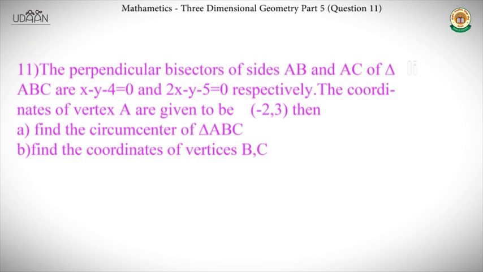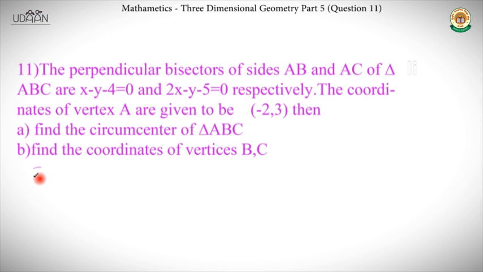In question number 11 we have the perpendicular bisectors of sides AB and AC of triangle ABC as x minus y minus 4 equal to 0 and 2x minus y minus 5 equal to 0 respectively. The coordinates of vertex A are given to be minus 2, 3. In part A we are asked to find the circumcenter of triangle ABC, and in part B we need to find the coordinates of vertices B and C. So let's start with the solutions.